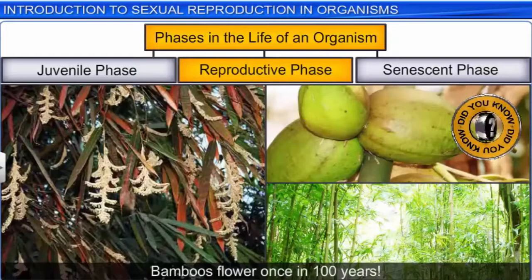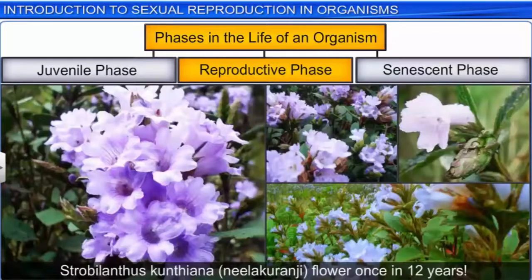Did you know that certain plants such as bamboo flower only once in 100 years, produce fruits and then die? Similarly, Strobilanthes kunthiana or Neelakurinji flowers every 12 years.